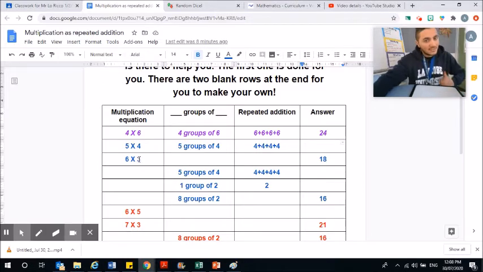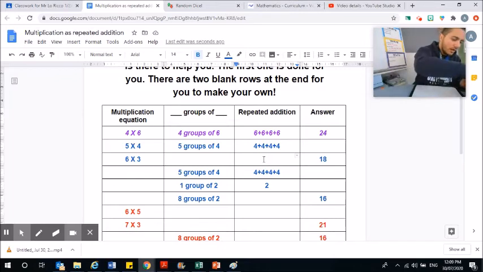This one says six groups of three. So in here, you're going to have to write six groups of, okay, so you should spell that correctly because it's all here, groups of three, six groups of three. What's that going to look like as repeated addition? Well, I've got six groups with three in each group. So make it with your counters to help you.